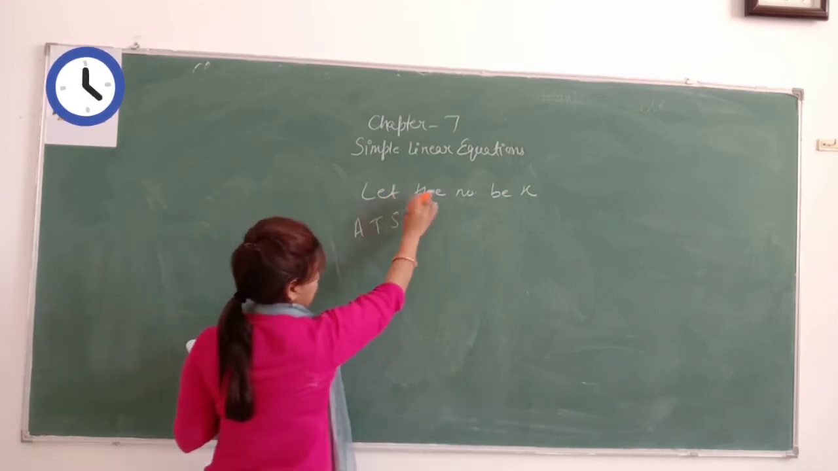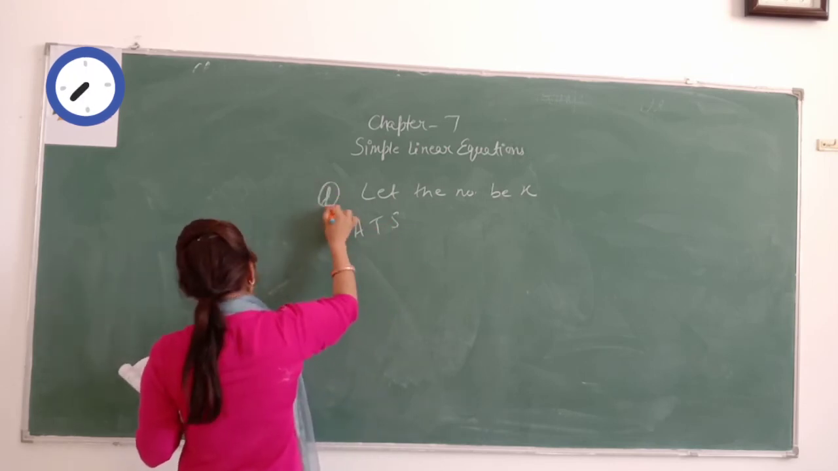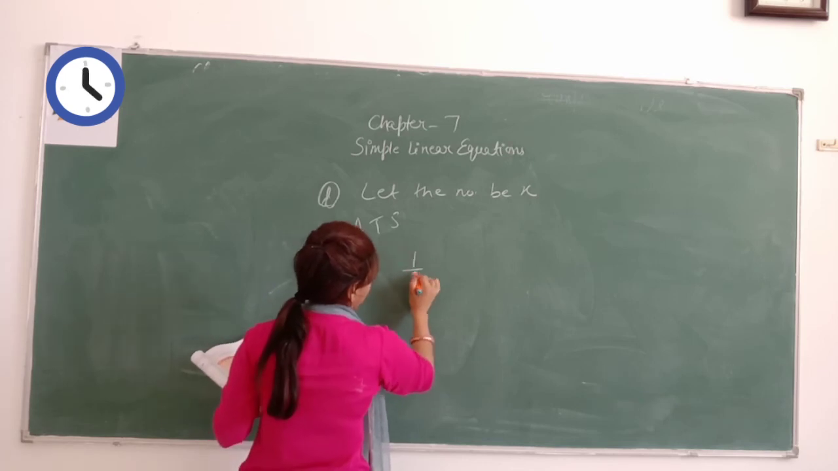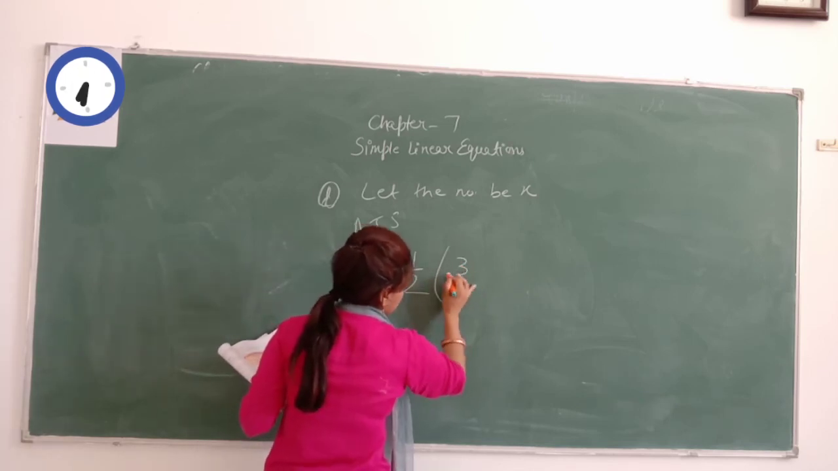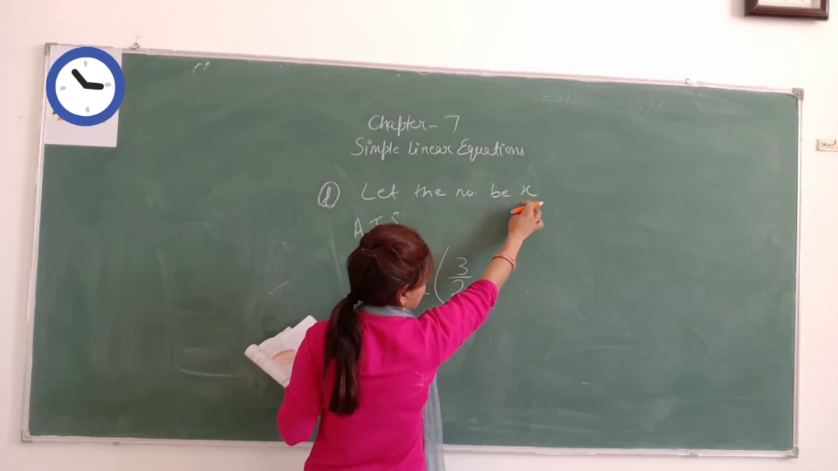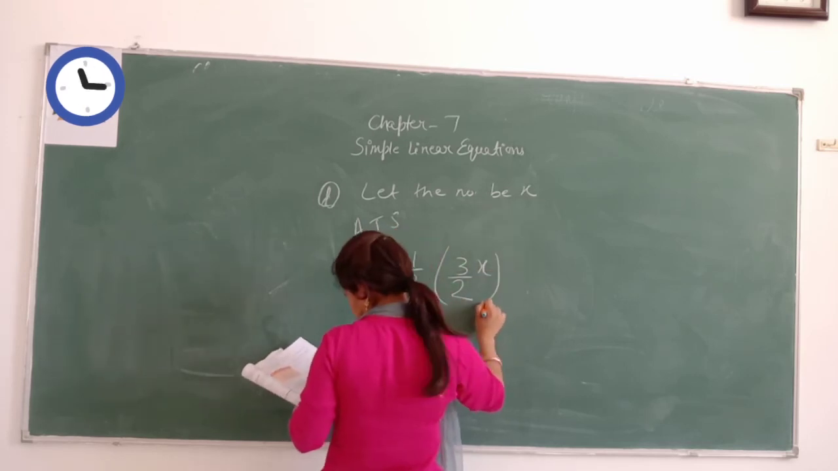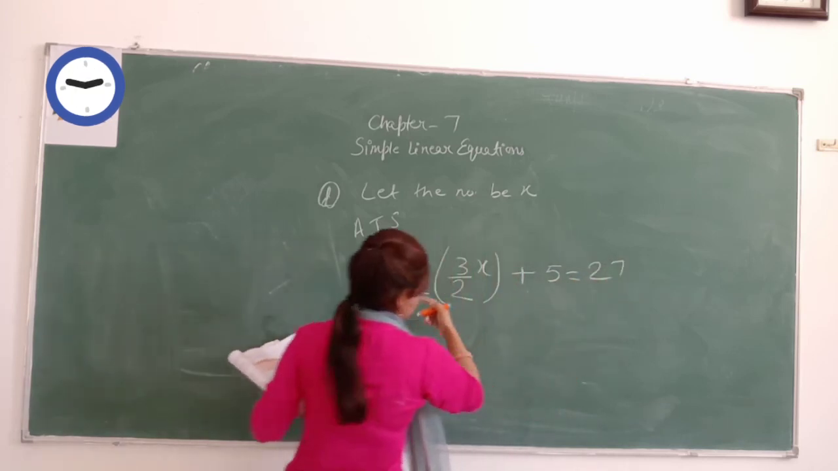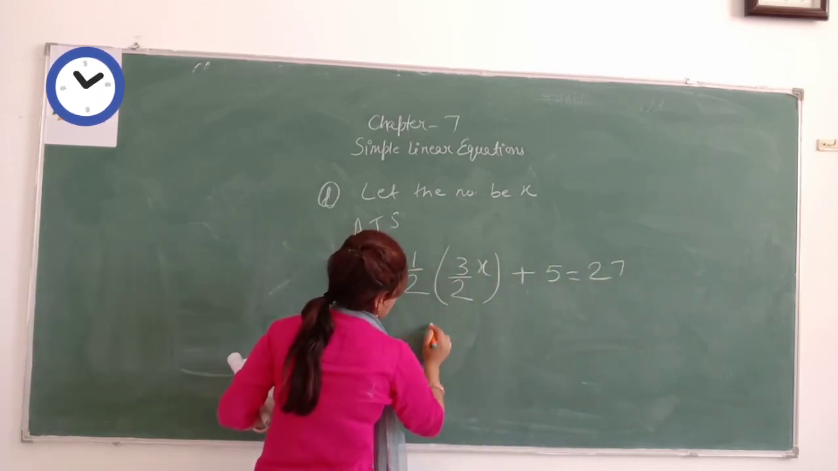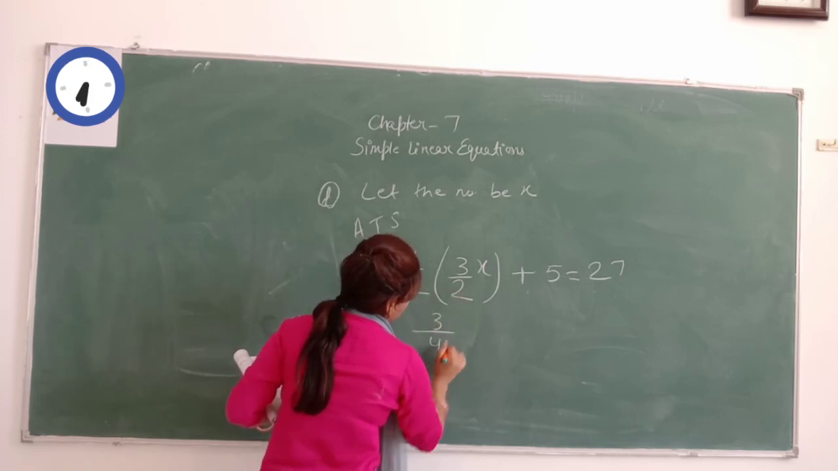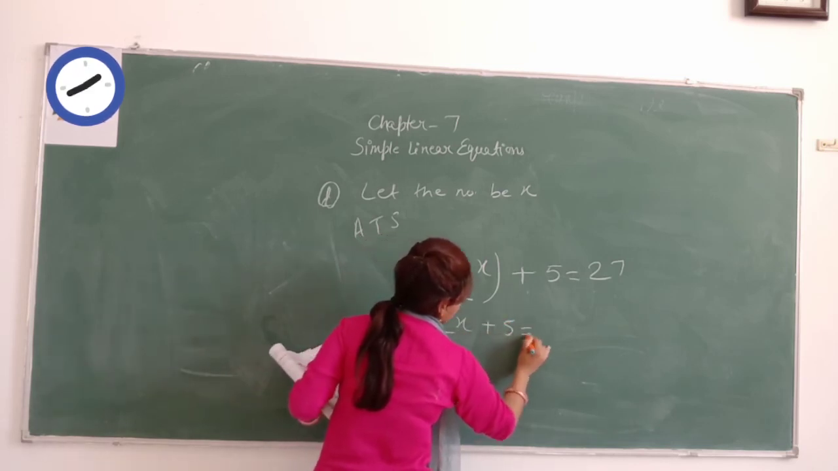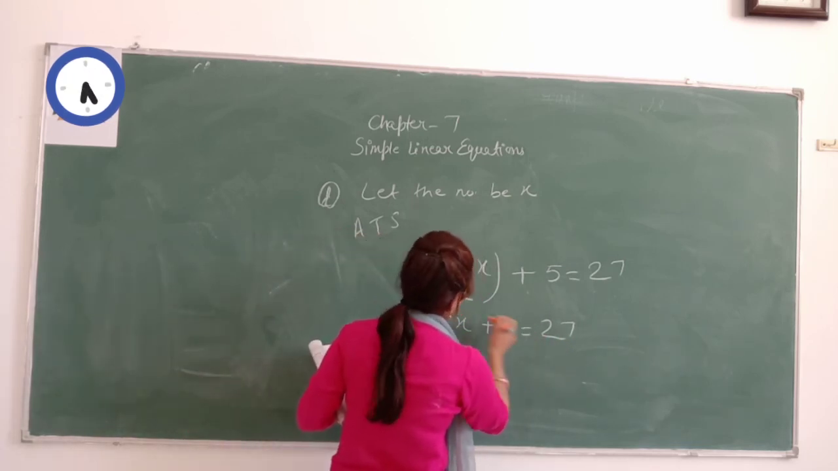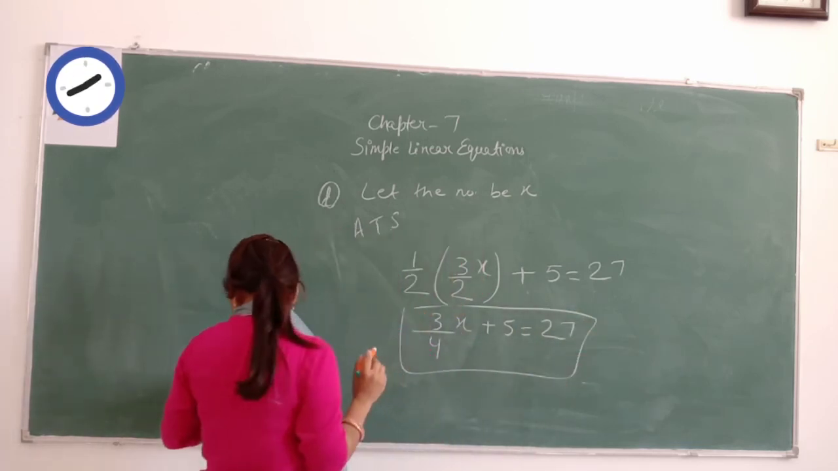Let the number be x. According to question, what it is given? Half of 3 by 2 times of a number. Number is what? It is x. And 5 is equals to 27. बच्चे solve it. 1 into 3 is 3. 2 into 2, 4. So 3 by 4 x plus 5 is equals to 27 is your required equation.